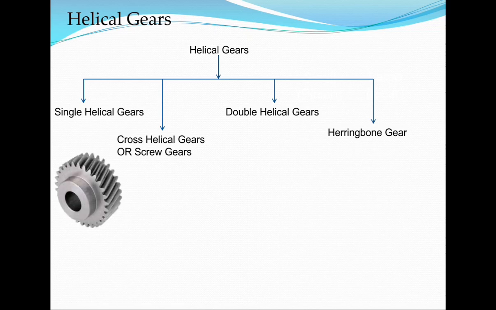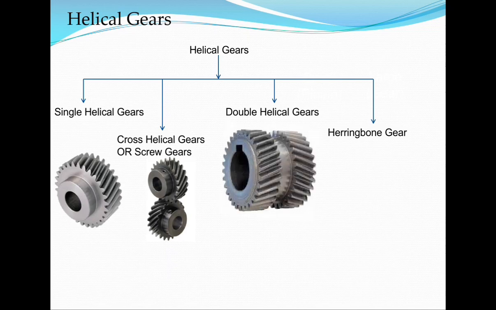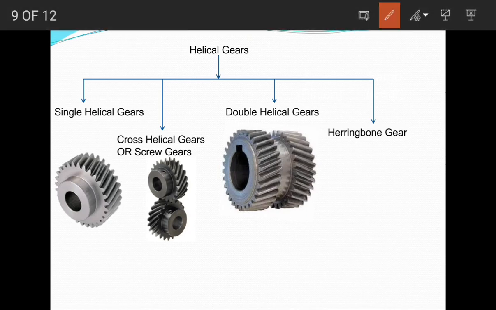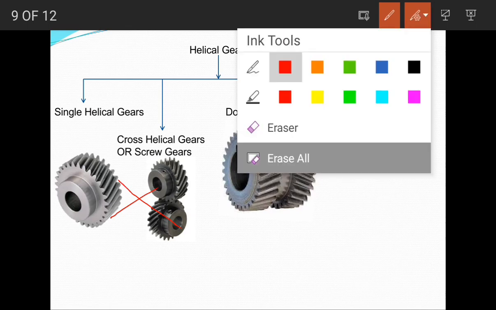See, this is a single helical gear, and this is a cross helical gear. As I said, in single helical or double helical gear, you see the shafts are parallel to each other, and in double helical gear, the shaft is completely parallel. It is on one single shaft. But in case of cross helical gears, you see the axes intersect with each other.